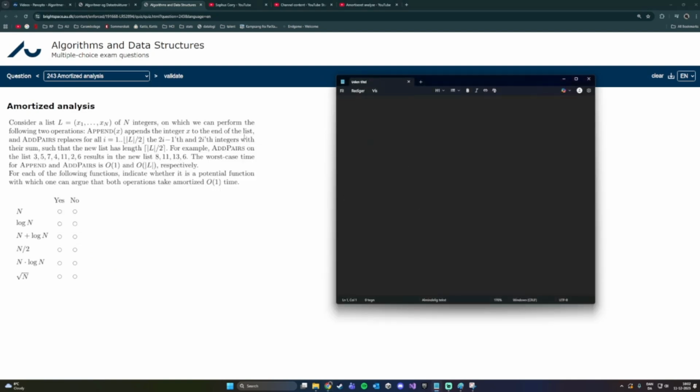So it says we have a list of n integers on which we can perform the following 2 operations: append adds the integer to the end of the list, and add pairs replaces, for up to half of the list, the 2i minus 1th and 2ith integers with their sum. It's a bit confusing, but what it means is that if we have a list of some amount of numbers, we take half of them, and add these 2 together and keep the sum. We add these 2 together and keep the sum, so we're reducing the size of the list.